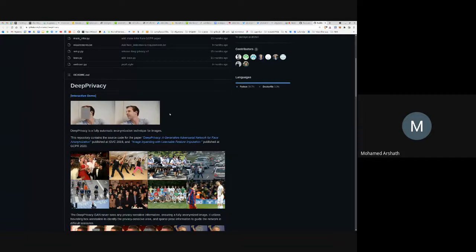There's also a Hugging Face space on DeepPrivacy. I haven't played with it yet, but I think we can also dig through that to understand a bit more. In terms of model, I think for the face detection they use Mask R-CNN with a ResNet backbone. Yeah, that's DeepPrivacy. I think this keeps coming up.